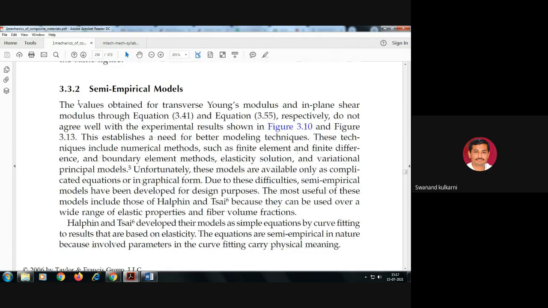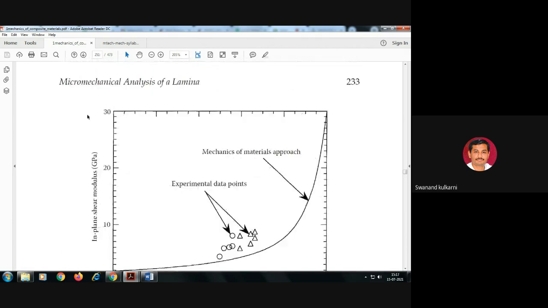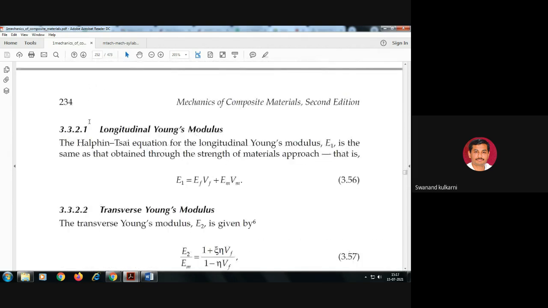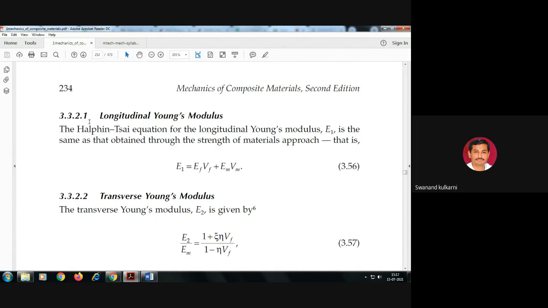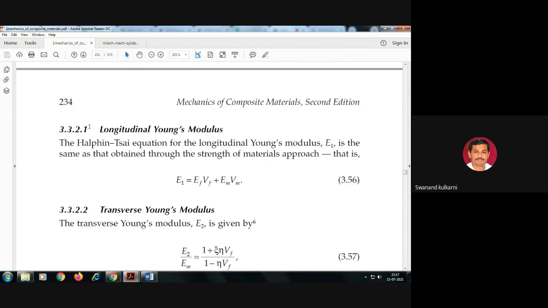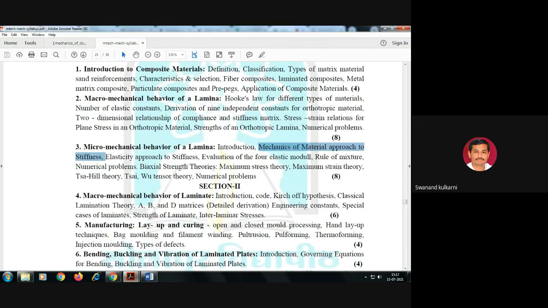Is it okay? Then with the semi-empirical model here, we can see the semi-empirical model. With reference to the semi-empirical model, again longitudinal Young's modulus and transverse Young's modulus. As far as our syllabus is concerned, we have the mechanics of material approach and the rule of mixture. We are going to observe the mechanics of material approach for the stiffness that we have seen, and then the rule of mixture we have seen. Now we are going to see the elasticity approach.